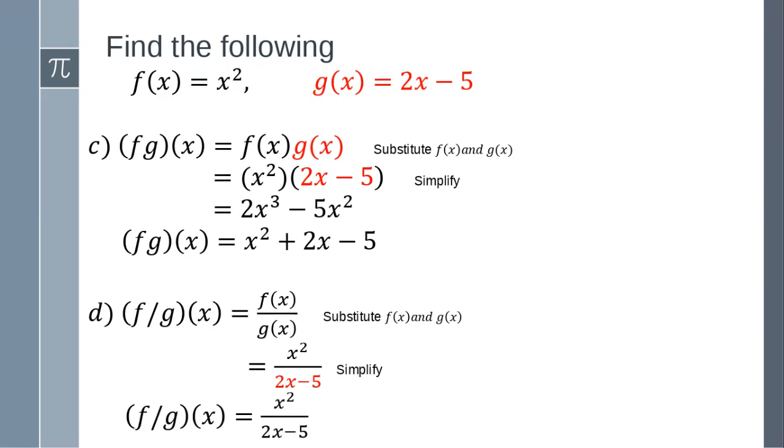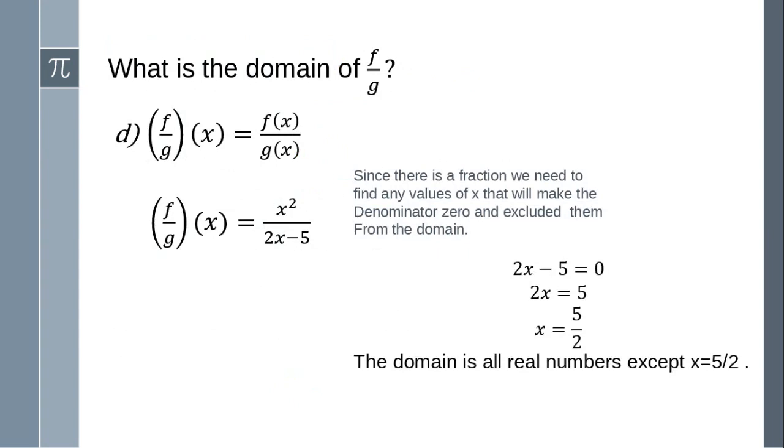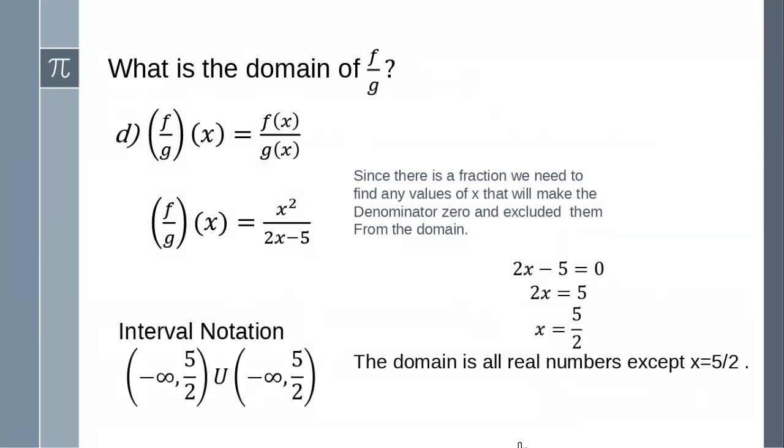But again, WebAssign is going to ask me for the domain. So if I were to solve for this 2x minus 5, will this ever give me 0? Using algebra, we see that x equals 5 halves. If I ever plug in 5 halves for x here, this will become 0. So my domain is all real numbers except this 5 halves. So in interval notation, again, it is from negative infinity to 5 halves, and from 5 halves to positive infinity.